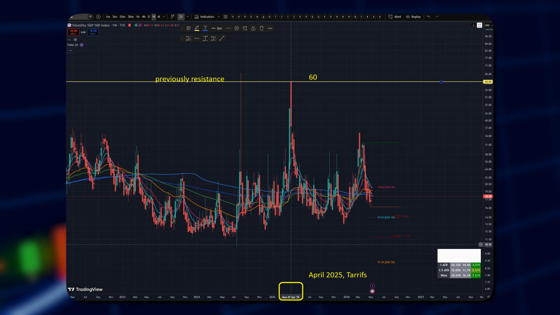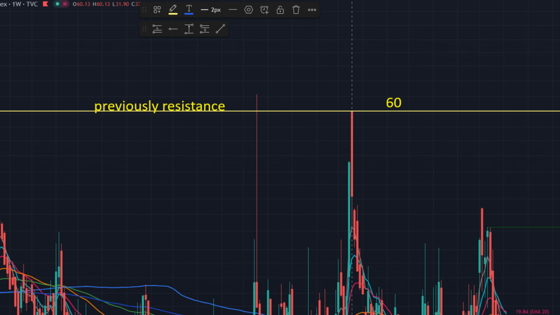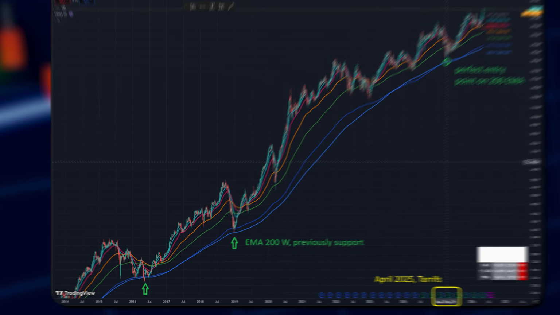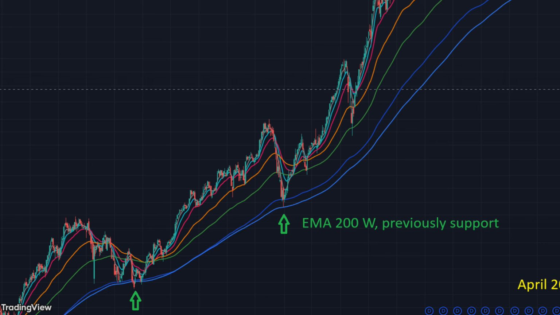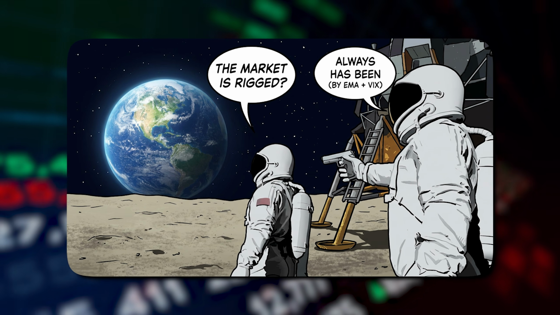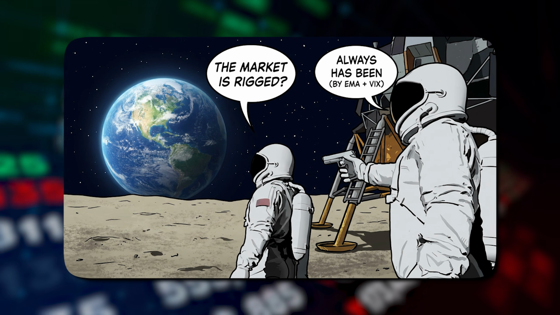April 2025. The tariff panic. VIX rips above 60 again. The main weight of the stock at that time, AAPL, collapses straight into the 200 EMA weekly. S&P 500 almost touched 200 EMA weekly. Same script, same outcome. The market bottomed right at the confluence. 4 examples, 5 years, same pattern. This isn't coincidence. This is mechanics.